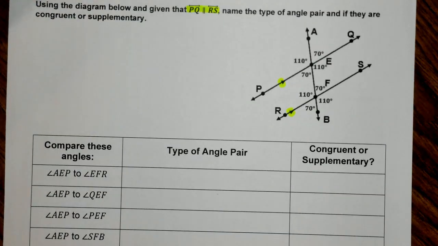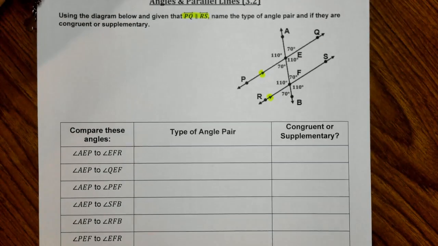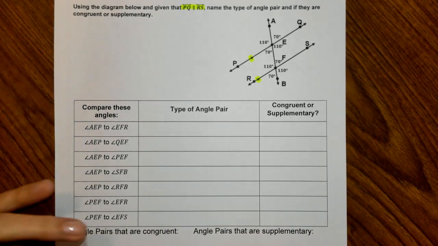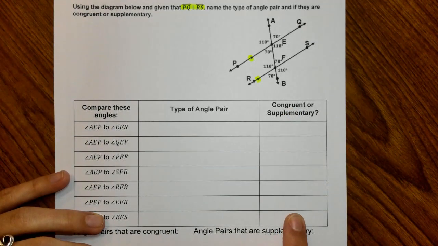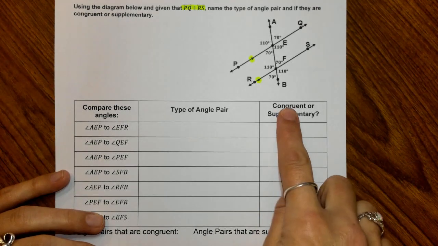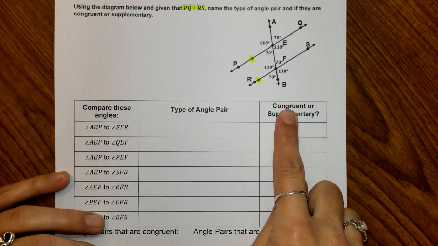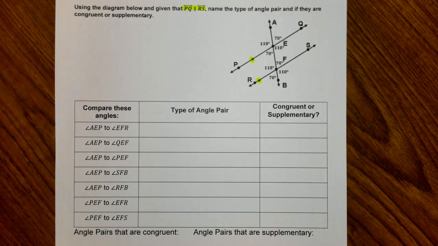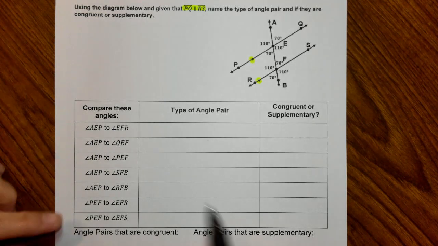In the table below, we're going to identify the different kinds of angle pairs that we have, based on what we've learned. We are also going to decide: are they congruent or are they supplementary? Congruent means they're going to be equal measurements. Supplementary means adding to equal 180 degrees. We have these different letters with our angles, not just angle 1 and 2, so we need to make sure that we're reading our angles carefully.